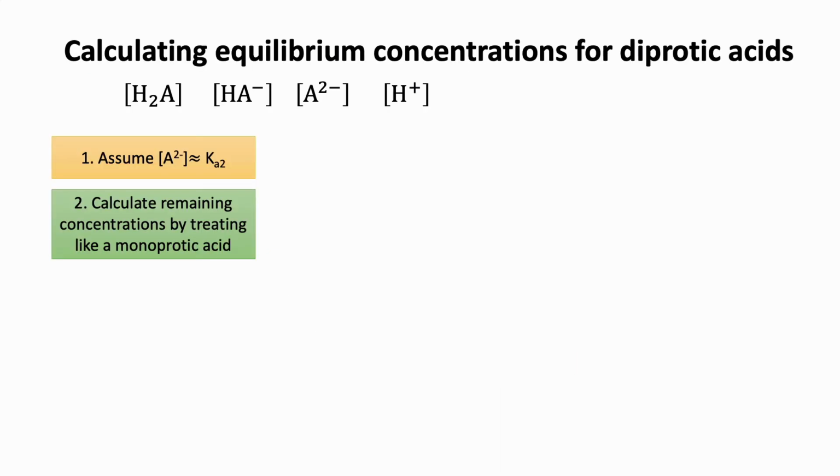And then what we get is that A2 minus concentration is going to basically be around the same value as your Ka2. So when we go to calculate equilibrium concentrations for diprotic acids, we are looking to calculate 4 different concentrations: the H2A, fully protonated acid, the HA minus, the acid that's lost 1 proton, A2 minus, that's lost 2 protons, and then the H plus concentration. So we're going to assume that the A2 minus concentration is approximately equal to the Ka2, and then we're going to figure out the remaining concentrations by assuming that the H2A, HA minus, and H plus just behave the way a monoprotic acid would.